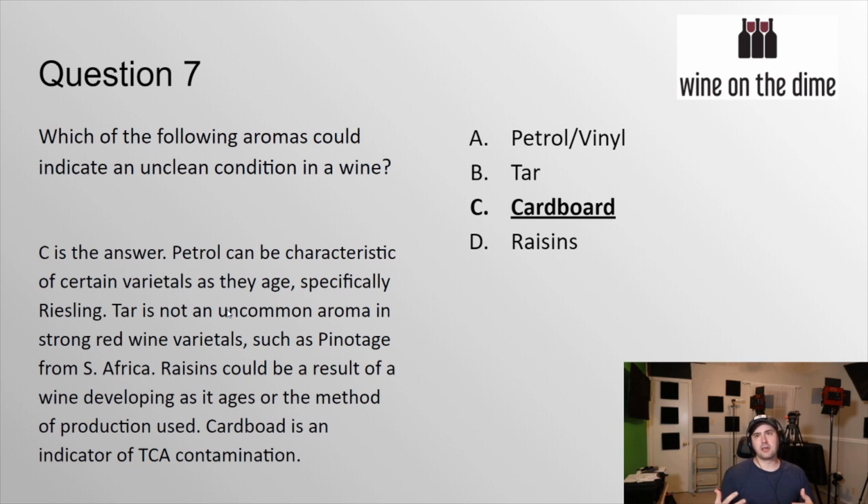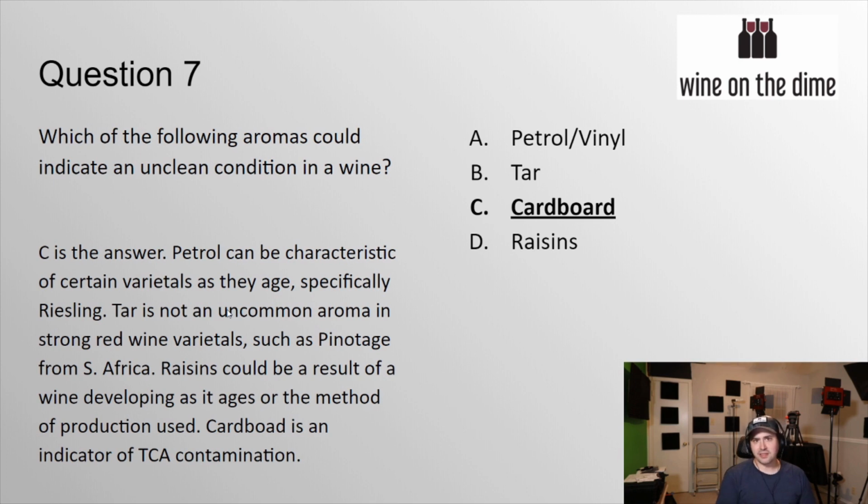Tar is an uncommon aroma in many varietals, but it's actually a signature kind of component of certain types, specifically wines like Northwest Italian varietals that are well aged, or things like Pinotage from South Africa. So that's another thing that you have to keep in mind there.